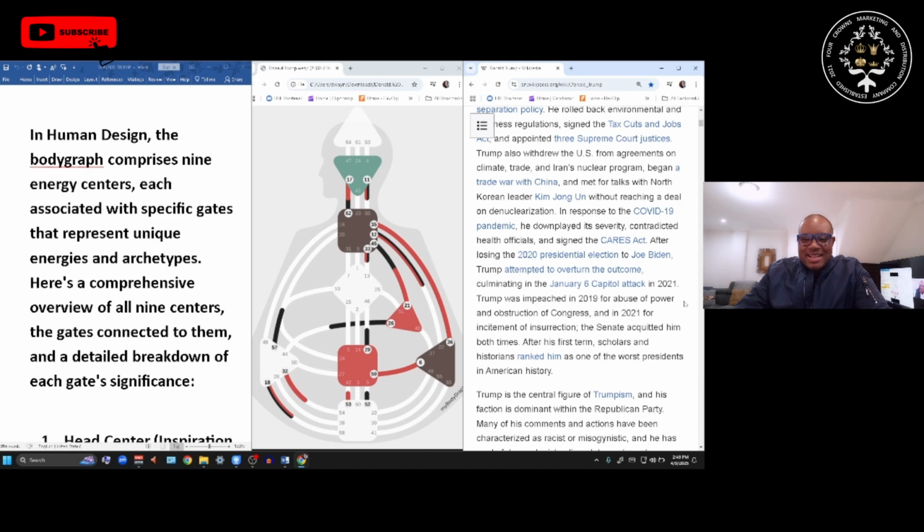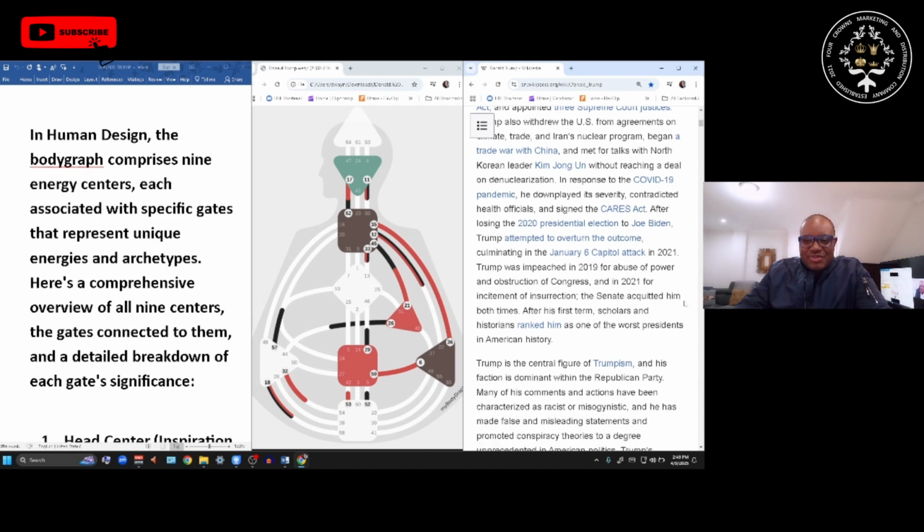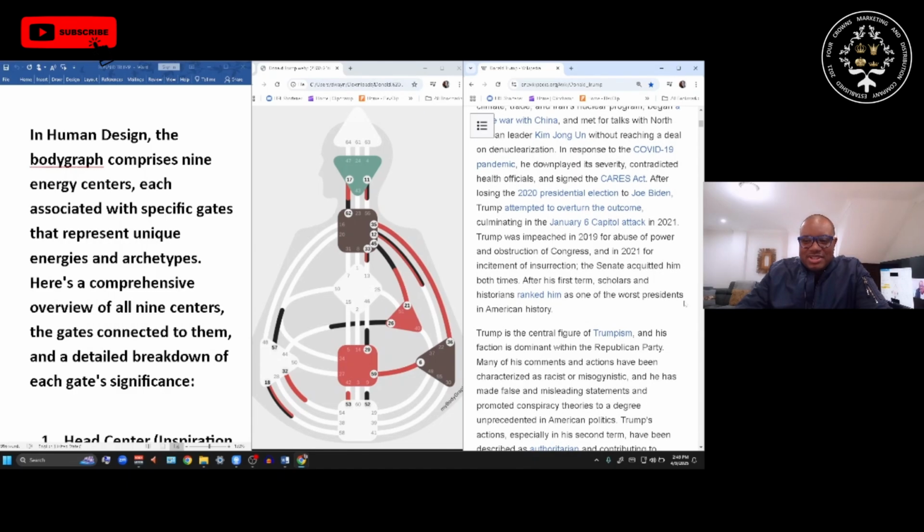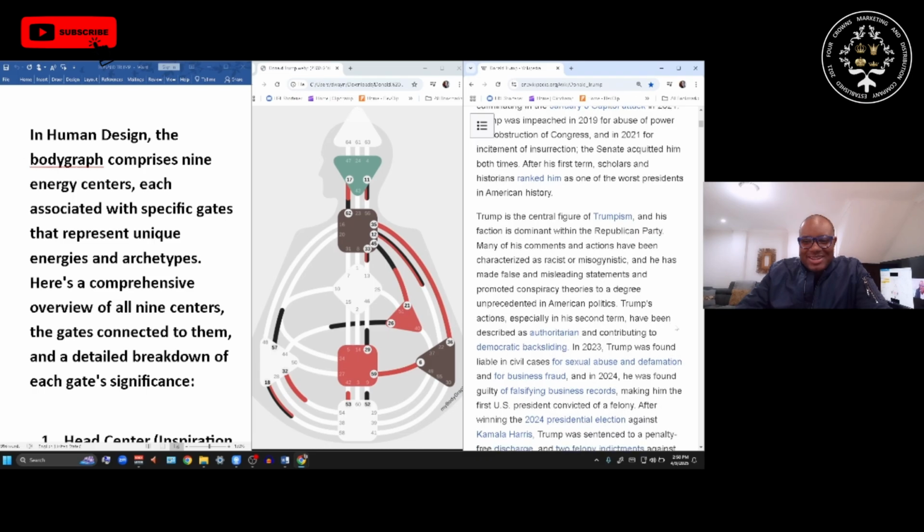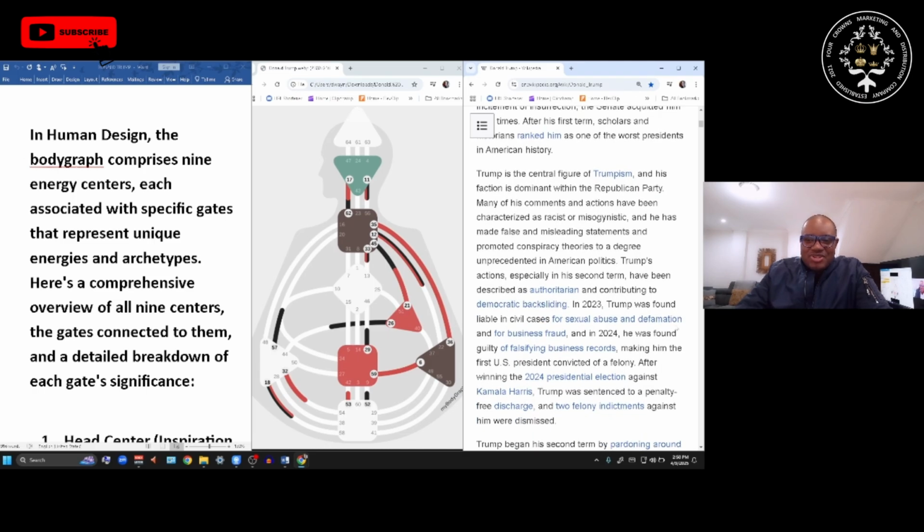Anyway, in 2019, he was impeached for abuse of power and obstruction of Congress, and after January 6th, for inciting that insurrection. After his first term, scholars and historians ranked him as one of the worst presidents in American history. Trump is a central figure of Trumpism. What the hell is that?